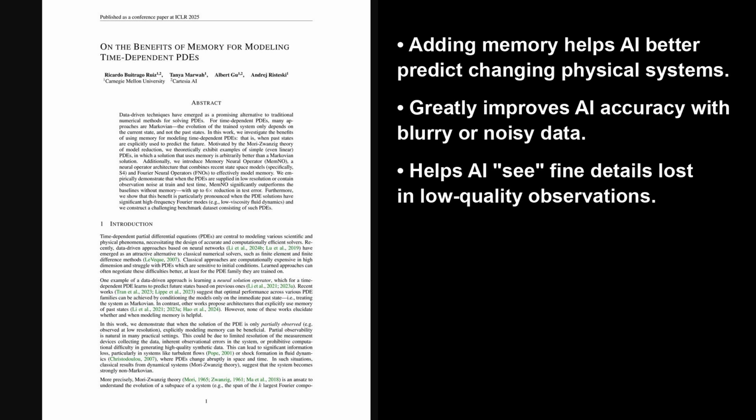The big takeaway here is that when we're dealing with time-dependent partial differential equations, those mathematical equations describing changes over time, and we only have partial information, like from low-resolution data or noisy readings, explicitly modeling memory is crucial. This is a big step beyond typical Markovian approaches, which only use the current snapshot of information, and it allows models to make much more accurate predictions, especially when important high-frequency details are missing from what's observed.